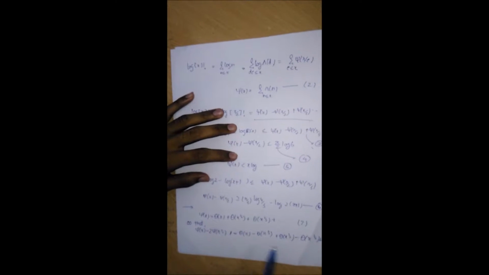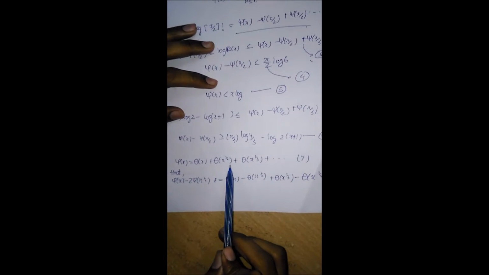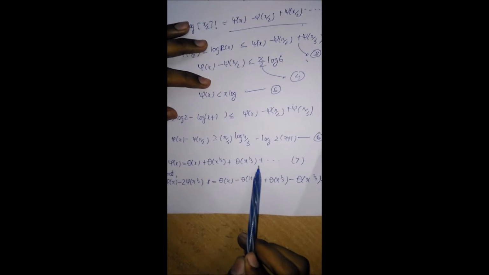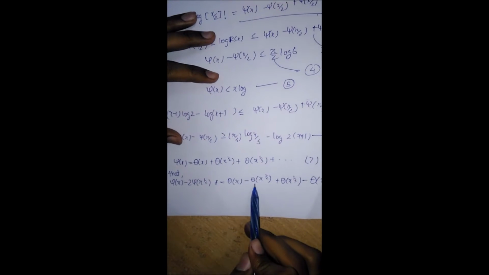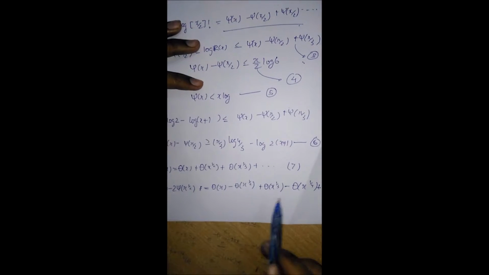It is easy to see that the relation between the function psi and theta is given by psi of x is equal to theta of x plus theta of x power 1 by 2 plus theta of x power 1 by 3. I'll call this result as 7. So that psi of x minus psi of x power 1 by 2 is equal to theta of x minus theta of x power 1 by 2 plus theta of x power 1 by 3, and so on. So the right hand side is an alternating series of a decreasing function. We deduce as before that psi of x less than theta of x plus 2 psi of x power 1 by 2.